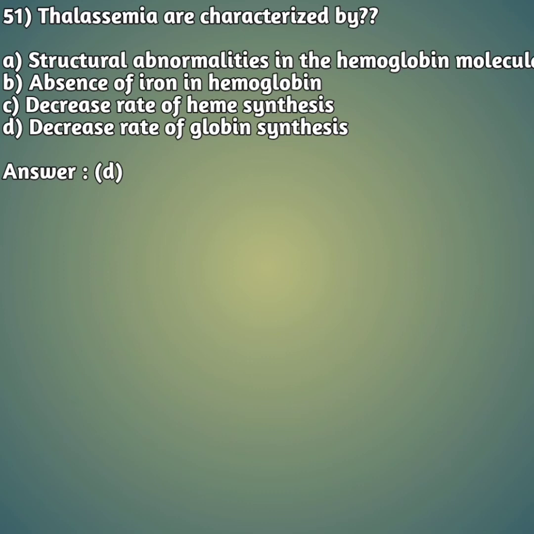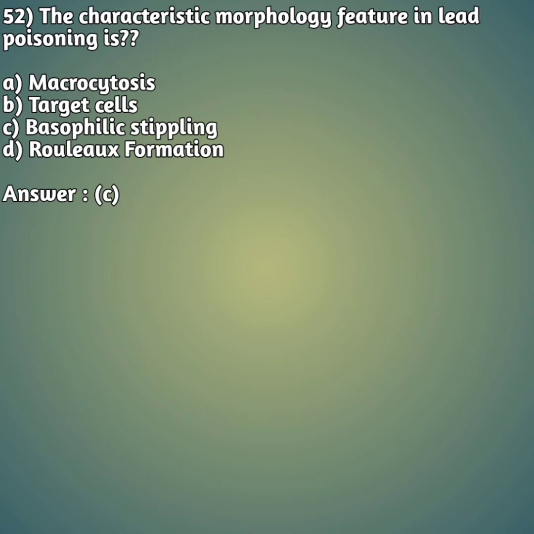Thalassemia is characterized by: option A, structure abnormalities in the hemoglobin molecule. Option B, absence of iron in hemoglobin. Option C, decrease in rate of heme synthesis. And option D, decrease in rate of globin synthesis. So the right answer is decrease in rate of globin synthesis. If the globin chain is not properly synthesized, then you will be getting thalassemia. Okay friends, moving on to our 52nd question.